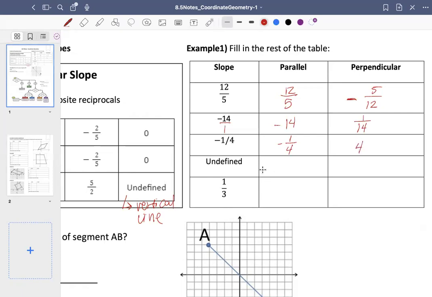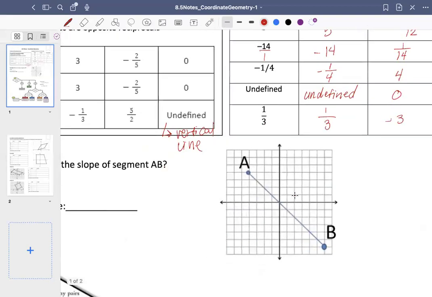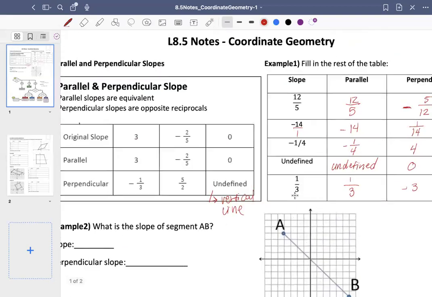If I want a parallel slope to undefined, it's just going to stay undefined. If I want the perpendicular slope, it's kind of the same idea we did on that left table. We know that the perpendicular slope to 0 is undefined. It works backwards as well, so the perpendicular slope of undefined is 0. Last one, we're going to have a parallel slope to 1/3, just 1/3. And then for the perpendicular slope, we do opposite reciprocals, which is just negative 3. So that is a crash course review over parallel and perpendicular.